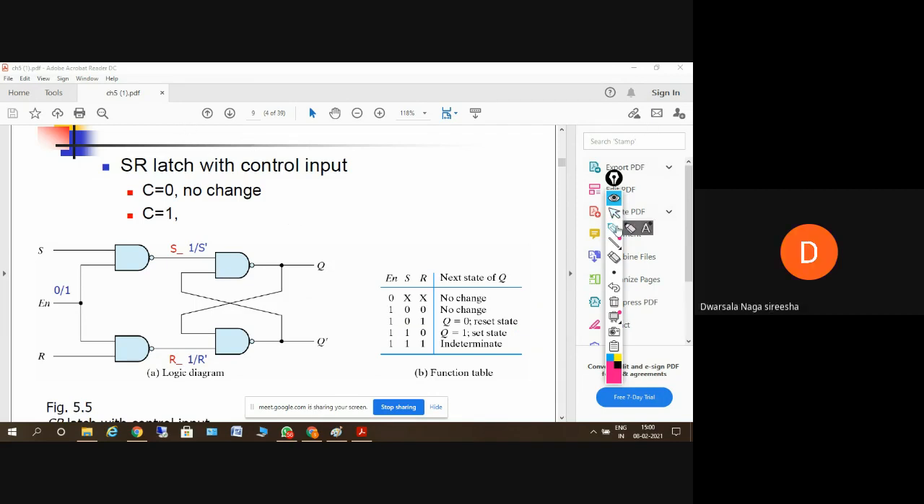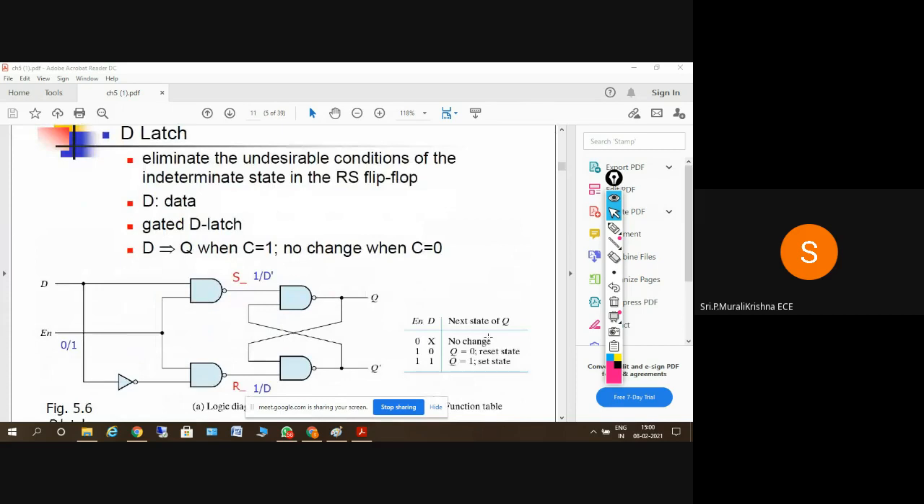Okay, so this diagram and this part and analysis part. So next we'll see the D latch here. So take this diagram.